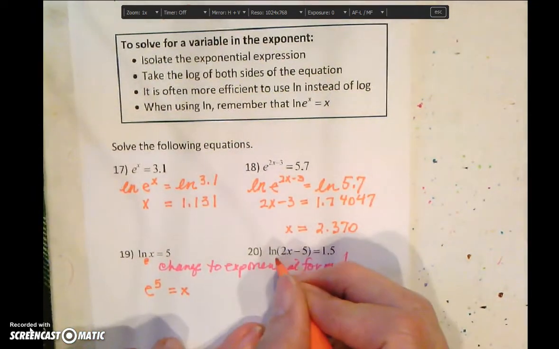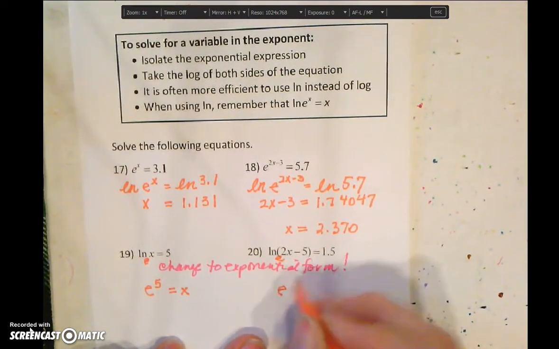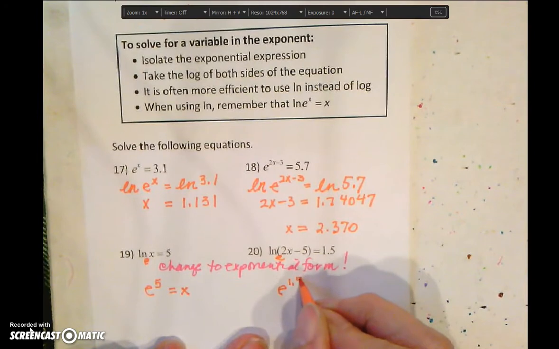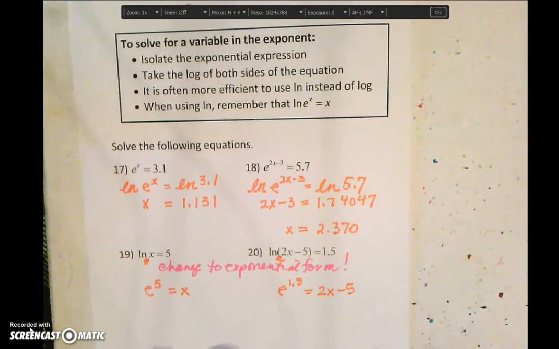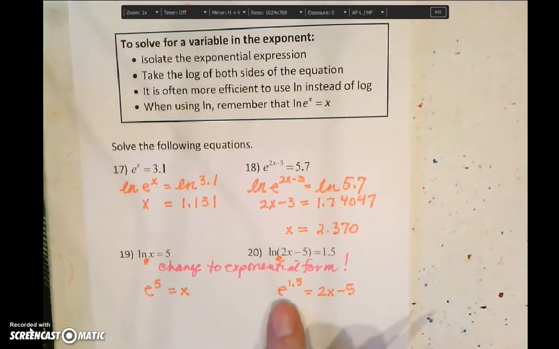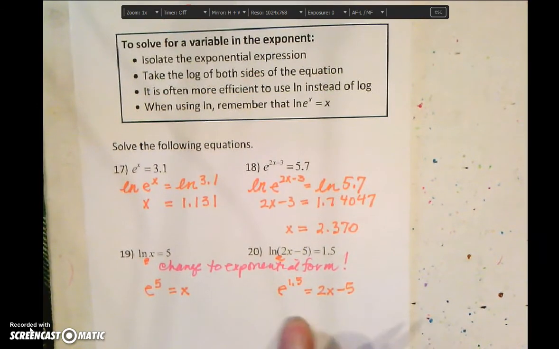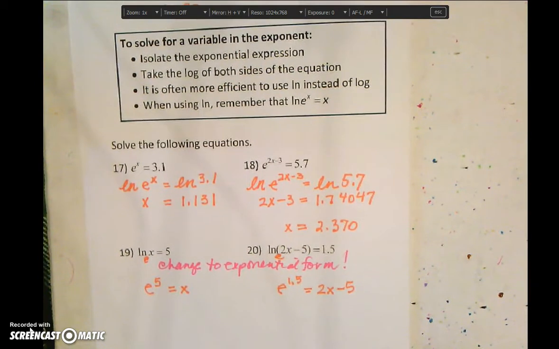Over here, I have an e there, and that's going to be then e raised to the 1.5 is equal to 2x minus 5. So again, I'll put this in the calculator. I'm going to add 5 to it, and then I'm going to divide it by 2 to get my final answer. And I'm going to stop mine and go to the calculator and do that right now. Well, maybe I'll do that the second one for you on the calculator.